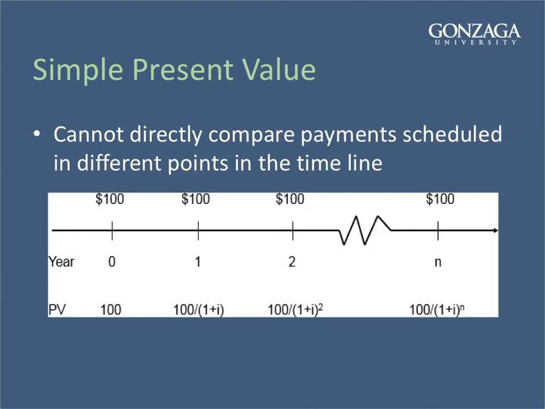A lot of students like this timeline approach, and this highlights what I was saying in terms of how much you get and when you get it. In year 0, $100 is worth $100. In year 1, we discount it by the factor raised to 1. In year 2, we're raising it to 2. In n years, we raise it to n years.